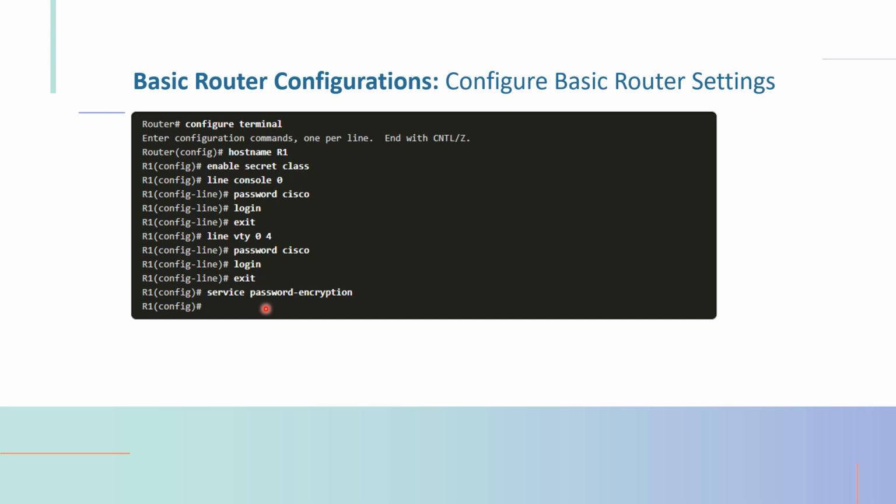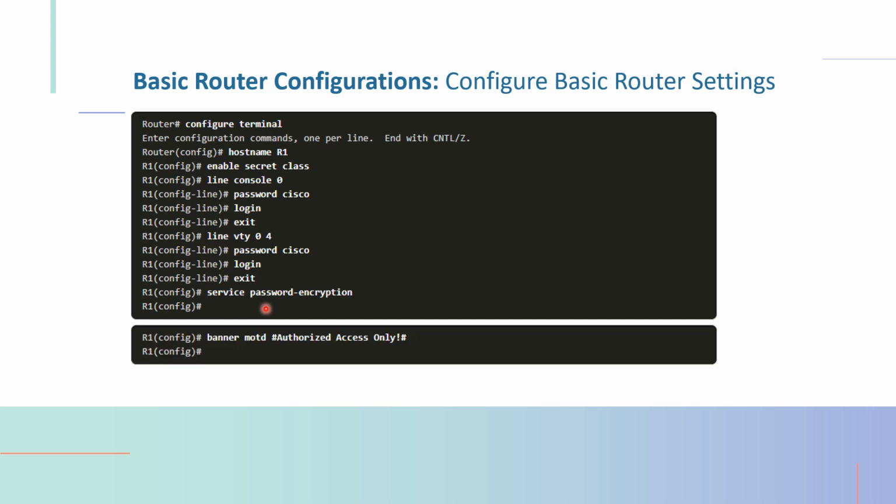After that, we have to configure a banner to provide legal notification of unauthorized access to the device, as shown here. This can be done in global configuration mode with the banner motd command, followed by the message between two hashtags, in this case.